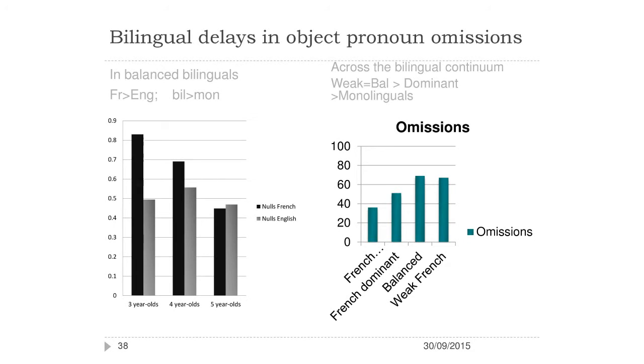And so across the bilingual continuum, I'm just going to refer to this graph, French monolingual children have the fewest omissions. Then if you are dominant in French, you might have more omissions, and if you're balanced, you have even more. So obviously, the less French you get, the more likely you are to keep omitting for longer, up to a certain point, around 60%, and that stays. So if your French is very weak, you're still a 60%er.